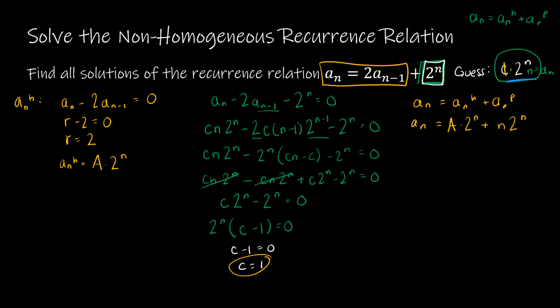Now I'm going to use the initial condition that a sub 0 is equal to 1, which obviously I have forgotten to write on this page, and I apologize, but a sub 0 is going to be equal to 1. That's my initial condition. So from here, then, I'm going to write a sub 0 is equal to A times 2 to the 0 plus n, which is 0, times 2 to the 0. A sub 0, which is equal to 1. So 1 is equal to A times 1, and then plus, that's obviously 0. So A is equal to 1.